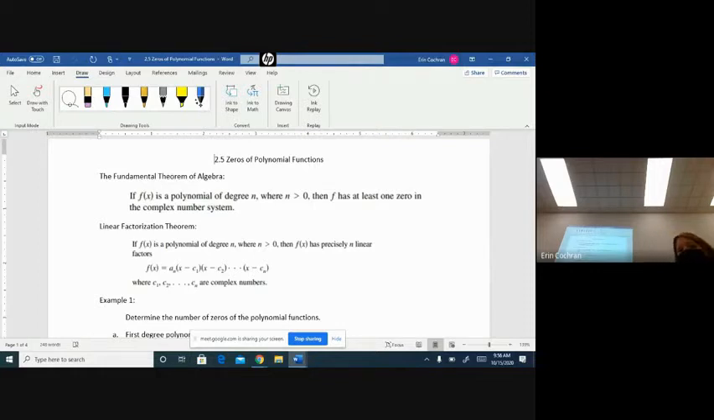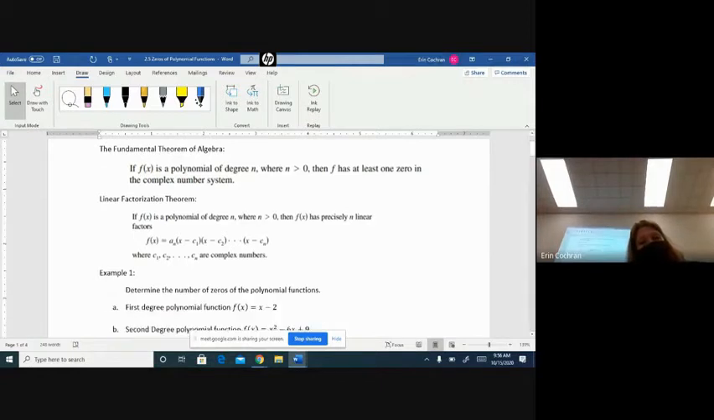The linear factorization theorem says if f of x is a polynomial of degree n and n is greater than 0, then f of x has precisely n linear factors. So we can factor it into linear functions. Remember when we factor something like x minus 2 times x plus 2, isn't the x minus 2 linear? Yeah. So that's what that means in that sense.